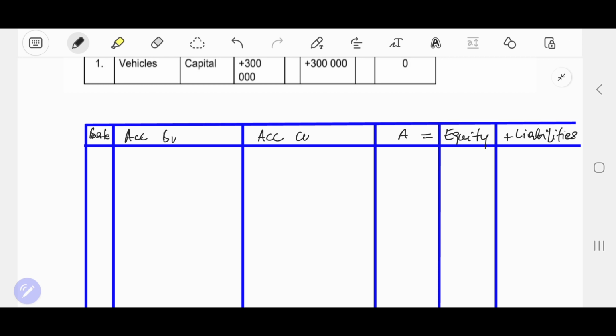This session is also going to be a continuation of the application of the accounting equation. Remember, we said that the accounting equation is a tool that we use to analyze and record transactions on our books. So this video is going to be a continuation of the application of the concepts of the accounting equation.